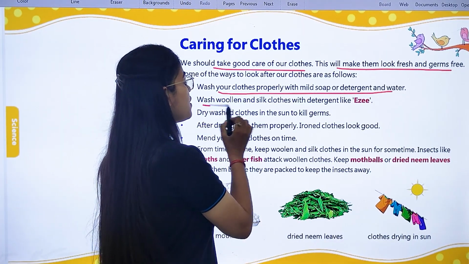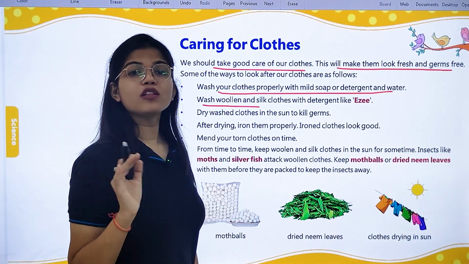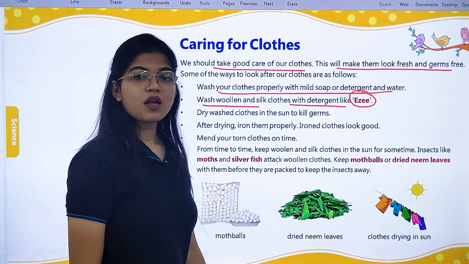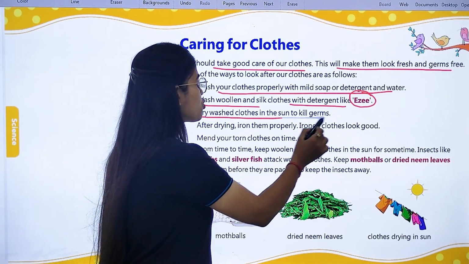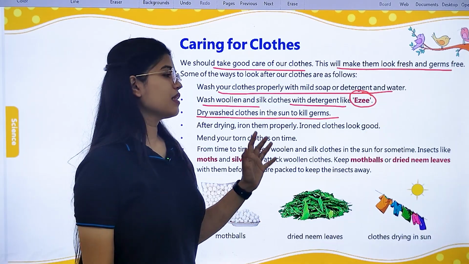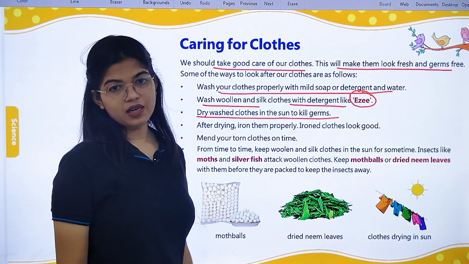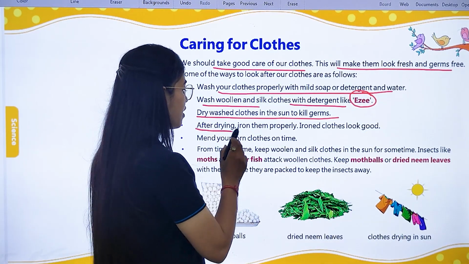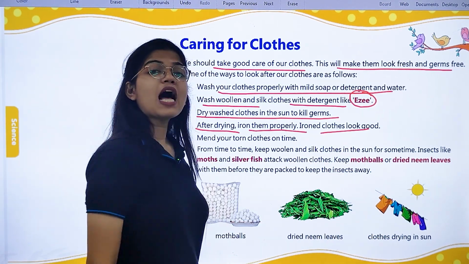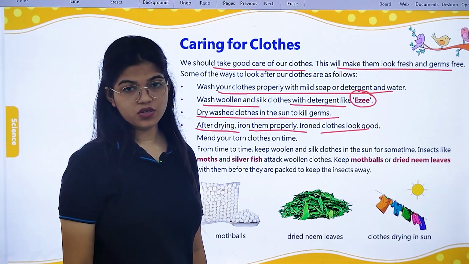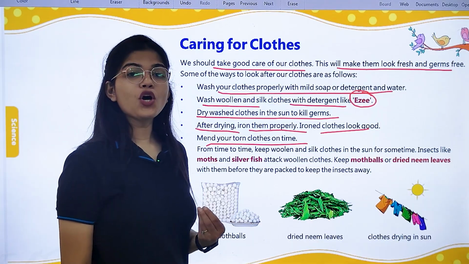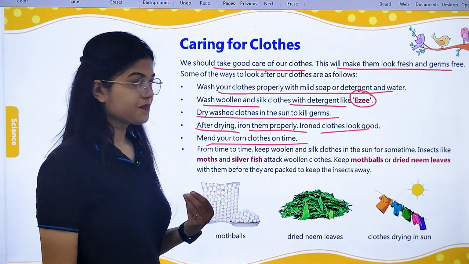Then all the woolen and silk clothes must be washed with a detergent like Easy. Then dry washed clothes in the sun to kill germs. After washing them, you should dry them in the sun so that the germs could be killed. Next, when the clothes are dried, you should iron them properly, because ironed clothes look better. Then mend your torn clothes. If any of your clothes has been torn, you should mend it on time.